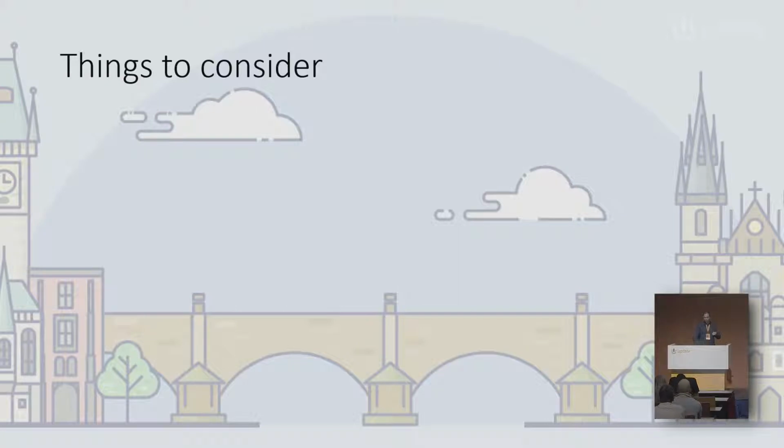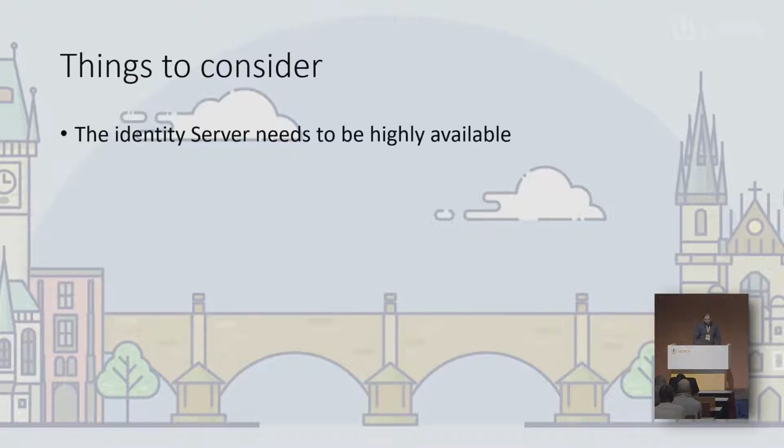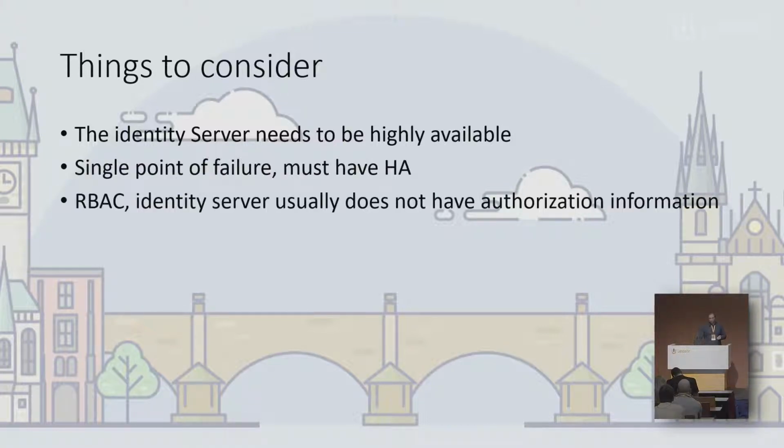Things to consider when you implement this pattern. The identity server needs to be highly available. You can't just have one identity server. It needs to be up all the time. It could be a single point of failure, and you need to run it in HA.